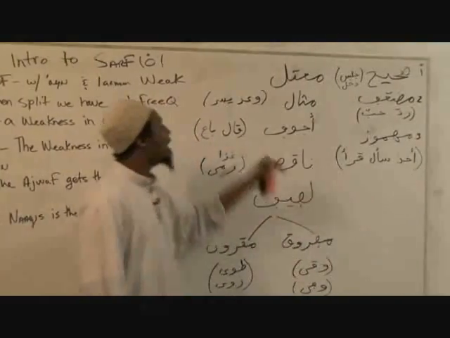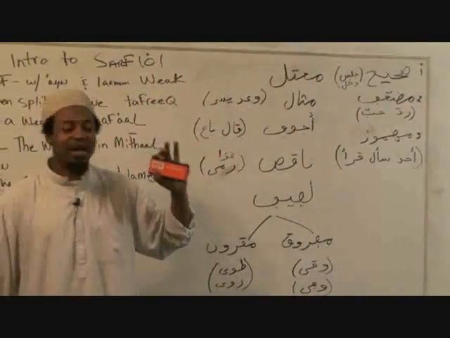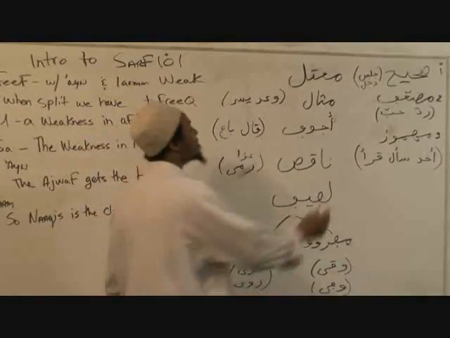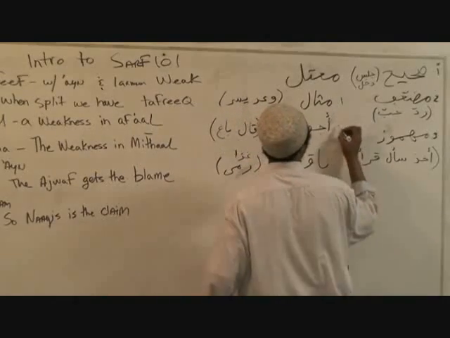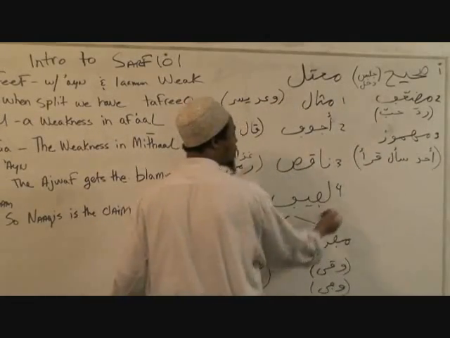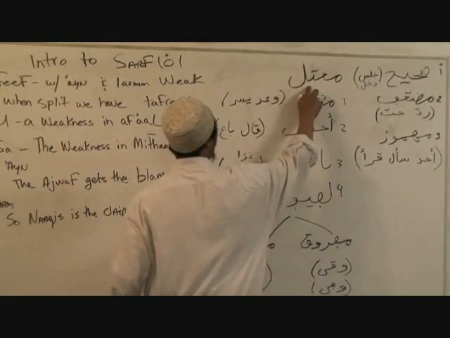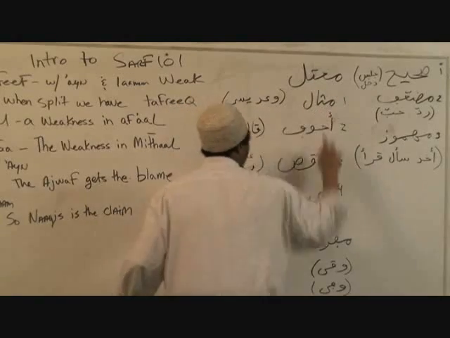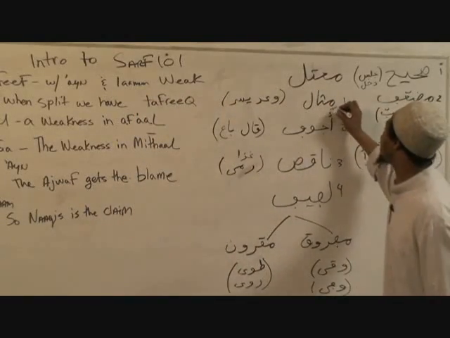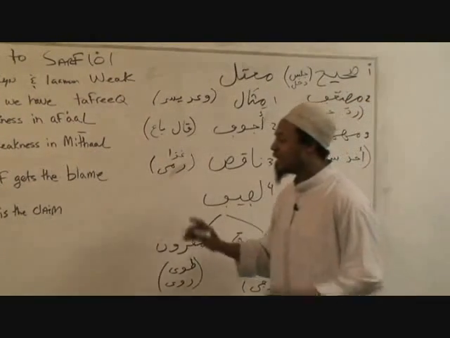Now we're dealing with mu'tal, weak verbs, weak af'al. For weak af'al or mu'tal, you can say that for four different types of af'al, and the fourth one, lafif, has two different types of it. So when we talk about mu'tal, we could mention any one of these. If we start with the first one, it's called mithal.